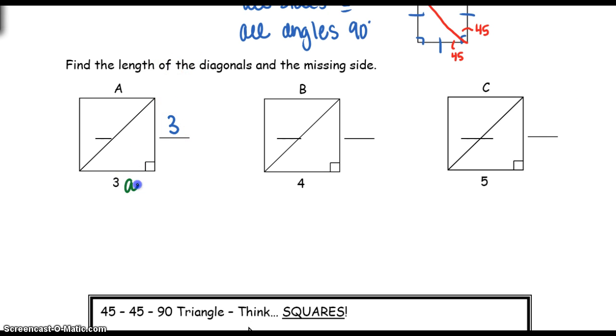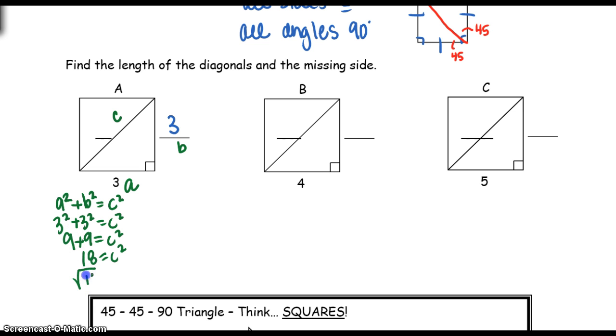theorem. So if I call this A, B, and C, we would say that A squared plus B squared equals C squared. And we know that A is 3, and we know that B is 3. So 3 squared plus 3 squared equals C squared. And we know that 3 squared is 9, so 9 plus 9 equals C squared. And then 9 plus 9 is 18, so 18 equals C squared. And the inverse of squaring is square rooting. So we take the square root of 18, and we would get C.